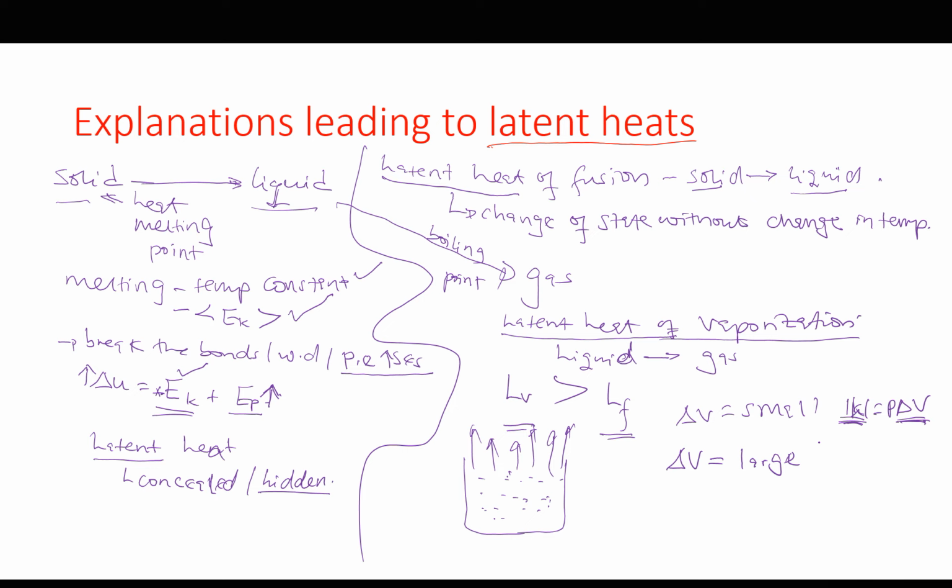However, molecules are going to be lost from the surface of a liquid at any temperature, even when we don't apply any heat. Now this brings in the concept of evaporation.